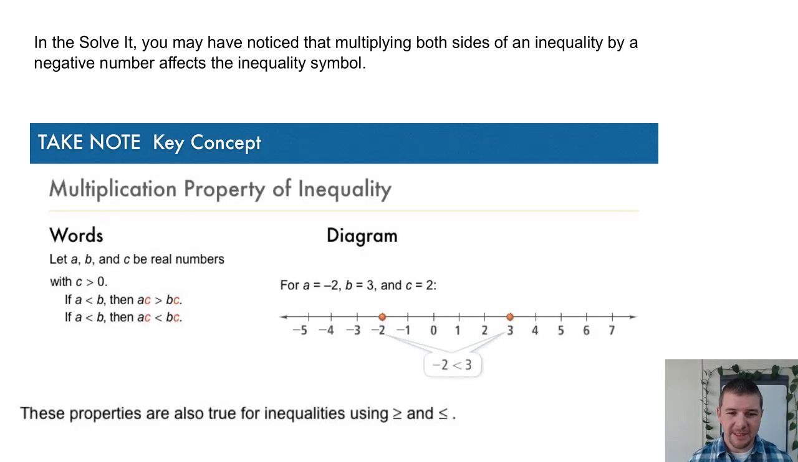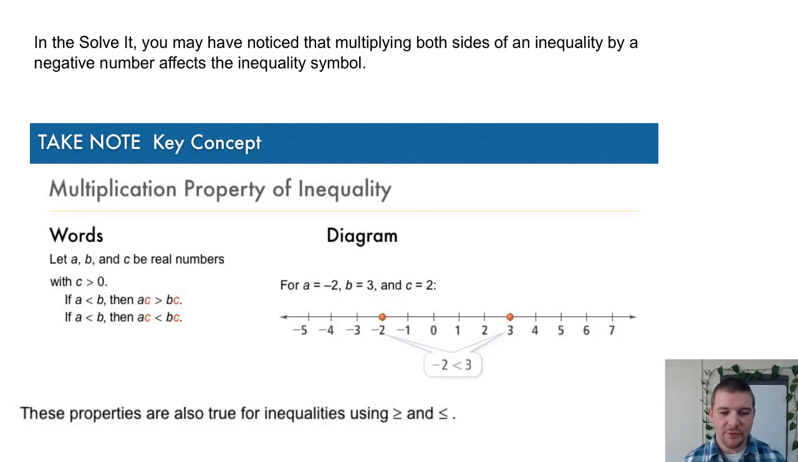In the Solve It, you may have noticed that multiplying both sides of an inequality by a negative number affects the inequality symbol. So that leads us to this key concept: multiplication property of inequality. In words, we can read it as, let a, b, and c be real numbers with c greater than 0. If a is less than b, then a times c is less than b times c.